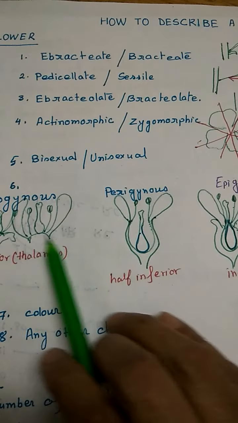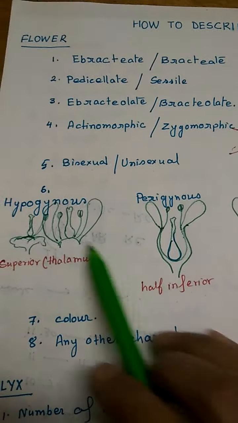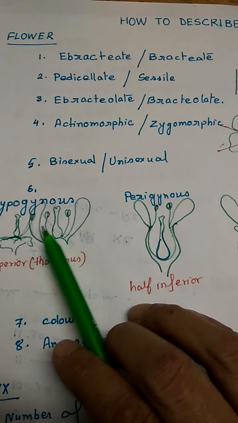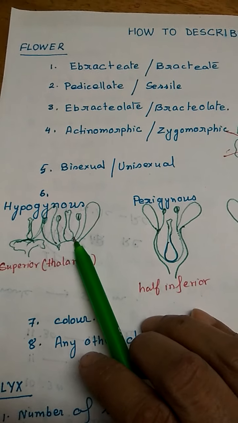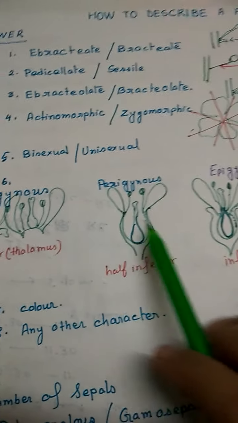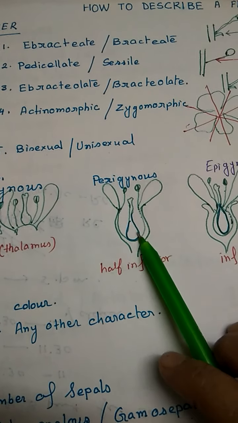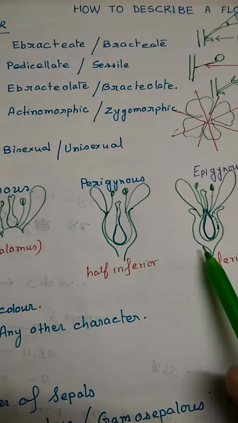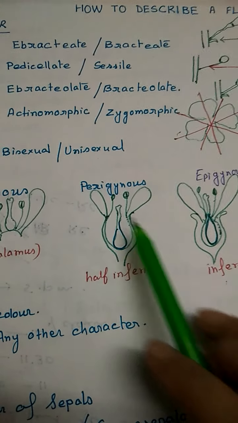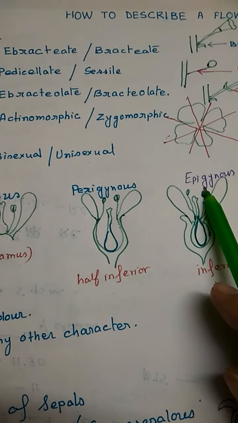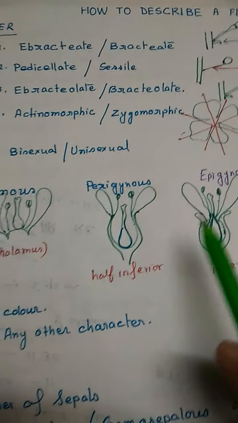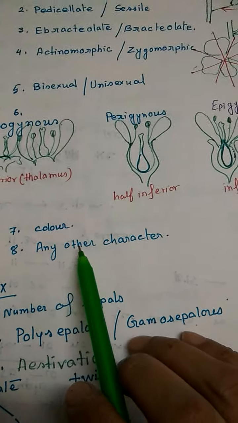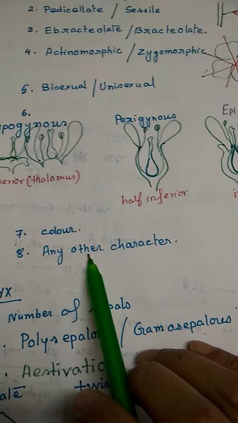And students, the diagram is very, very important. So if the thalamus is dome shaped and all the floral parts are arranged on it, it is known as hypogynous and the ovary is superior. If the ovary is inserted into the thalamus, in both the cases, then that is known as inferior. And perigynous, epigynous, both are inferior. Now next one is what is the color of the flower or any other special character if present.